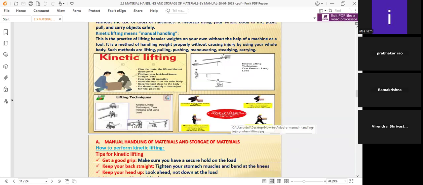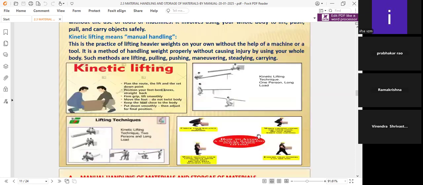This is also a lifting technique, where one man is involved. In the second, where the load is more, apart from the length of the object, two people keep it on the block, lift it, and the two carry it. These are the lifting techniques of kinetic lifting. For example, in manual handling, see how the lifting is done in such a way.